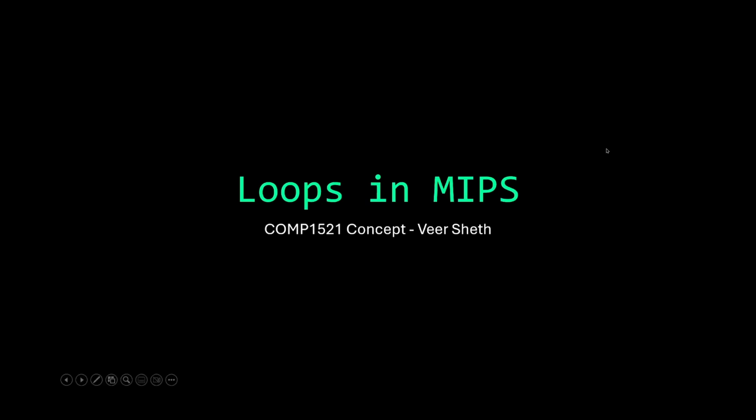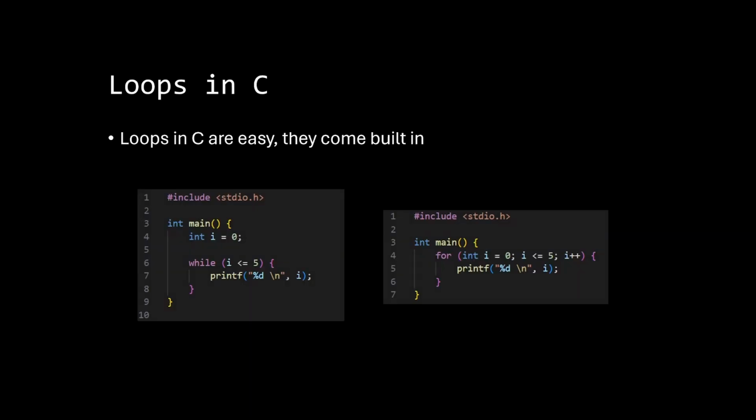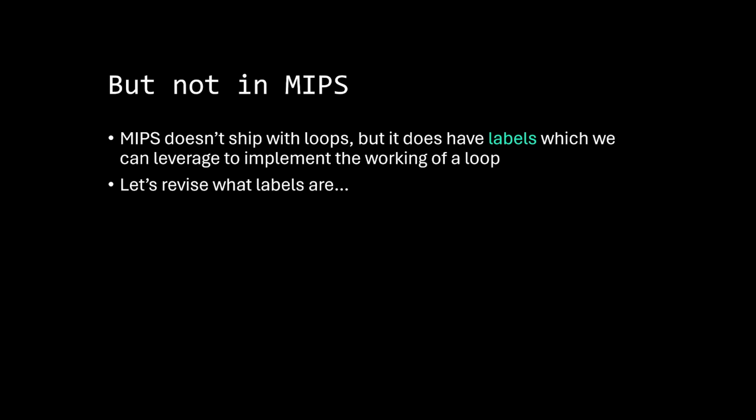In this video, we'll be going over loops in MIPS. Loops are repeating blocks of code that iterate until a certain condition is met. This is easy in C since it already comes with while and for loops built in, but this isn't really the case in MIPS. Instead, we use labels to implement the working of a loop.